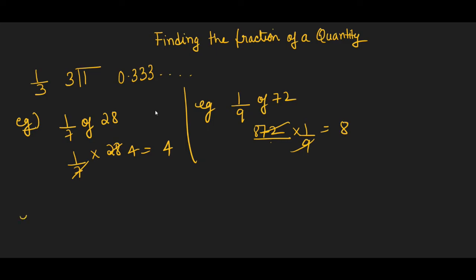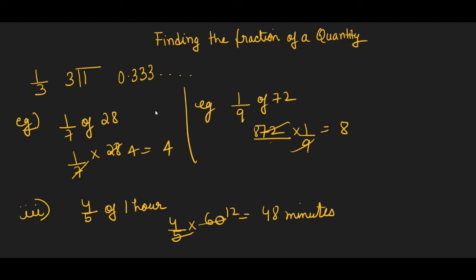The third example that you have here, children, is 4 by 5 of 1 hour. And children, we all know 1 hour is equal to 60 minutes. So 4 by 5 into 60, this will be 48 minutes. So simply you are just dividing 28 by 1 by 7, 72 by 1 by 9. Simply you are just multiplying and you will get the answer.